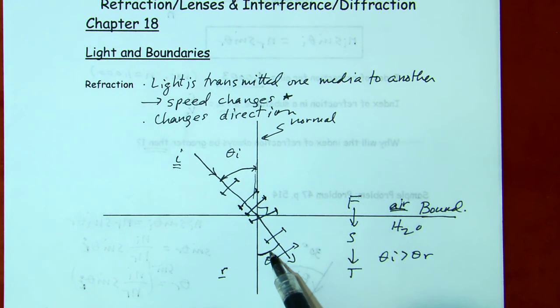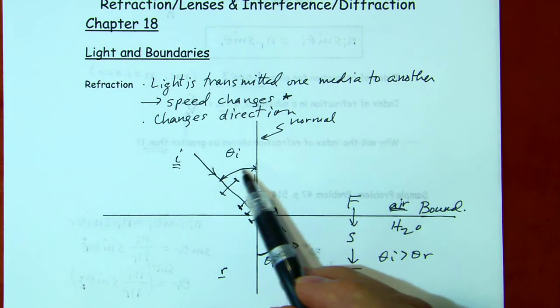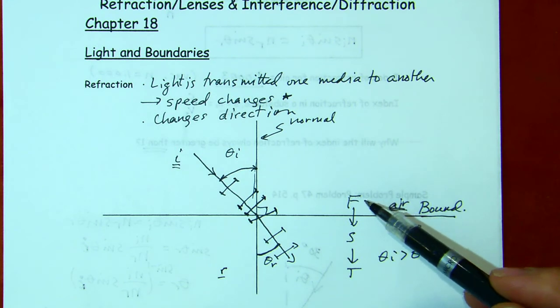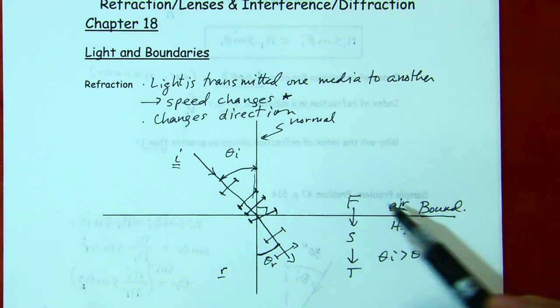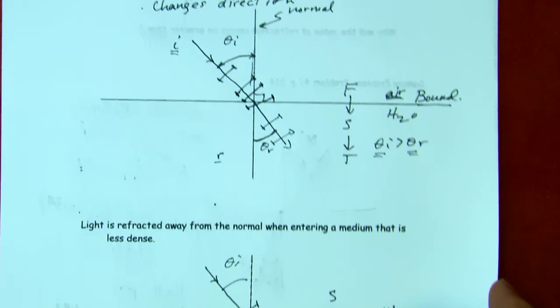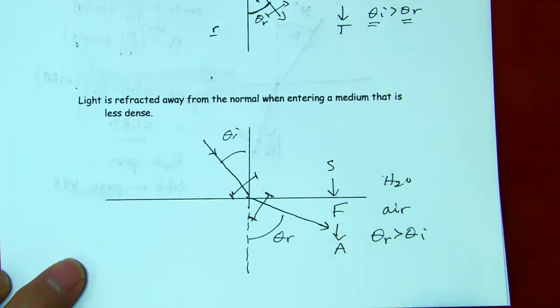The angle of refraction is given here. And recall the angle of incidence is measured from the ray to the normal. That's how you would measure it. Same thing down here. So in this case, fast to slow, towards the normal, theta I must be greater than theta R.